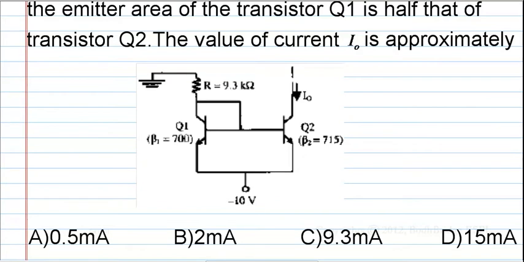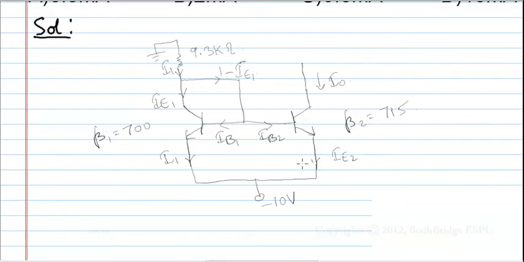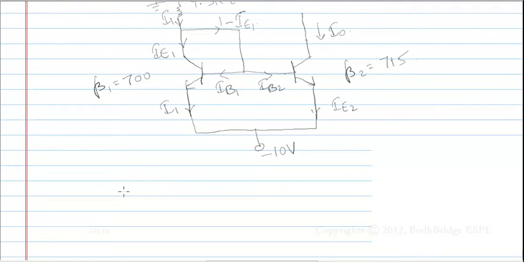Now we will see the solution to this question. The circuit is redrawn and the currents are as marked. In the question, it is given that the emitter area of transistor Q1 is half of that of transistor Q2. So we can write IE1 as IE2 by 2 and IB1 as IB2 by 2.